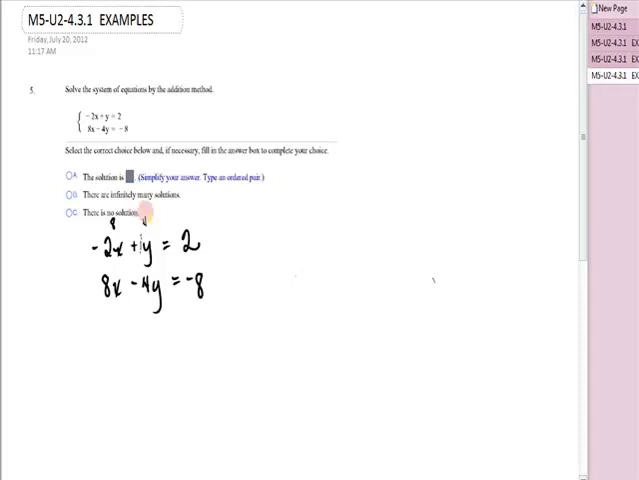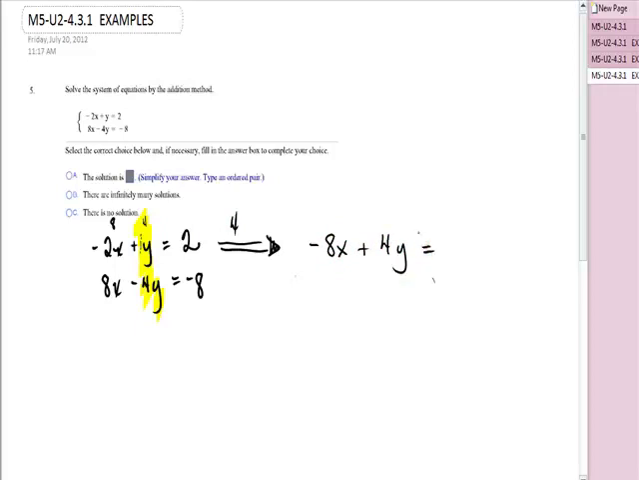Although it seems like something's going on, I'm going to target the y's, which means I'm going to multiply the top equation by 4. That will make that become a 4y. That's a -4y. I would have opposites. So let's see what happens. 4 times -2x is -8x. 4 times 1y is 4y.